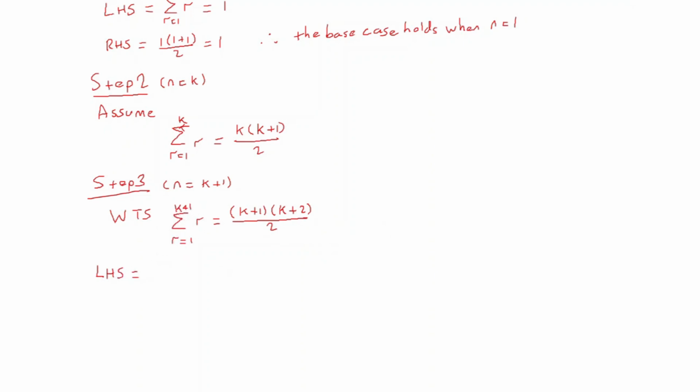this is equal to the sum of r equals 1 up to k of r, the sum of the first k terms, plus the k plus 1 term of this. When r is equal to k plus 1, this is just k plus 1. But now we're going to make our substitution because we know that this is equal to this. So we get k times (k plus 1) over 2, and then plus (k plus 1).